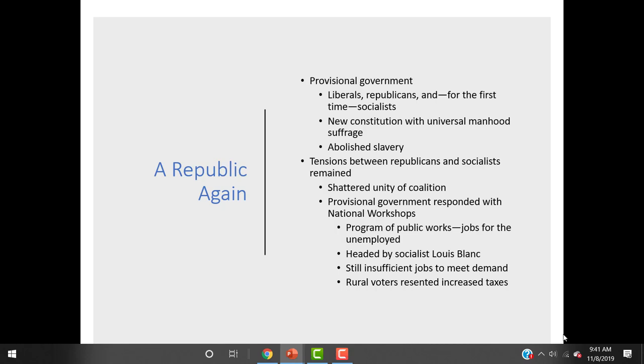Of course, the provisional governments responded with national workshops and programs of public works and jobs for the unemployed. Of course, they were headed by a socialist called Louis Blanc. But it was insufficient. There were just not enough jobs to go around. And of course, the people who lived on farms out away from the cities resented all this increase in taxes to pay for the city services.